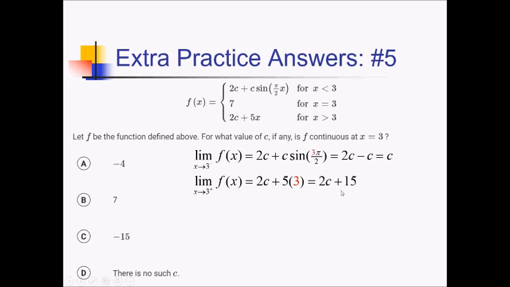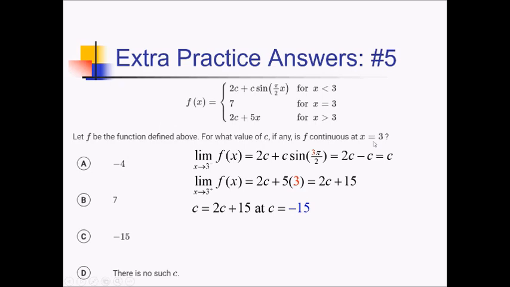We know that these two things have to equal each other, so let's set them equal to see what value makes the limit exist. If I subtract c from this side and then subtract 15 from the other side, we get c equals negative 15. So that's the value that makes our limit exist. But that doesn't tell us anything about continuity until we connect it to the function value. So let's figure out f of 3 itself.